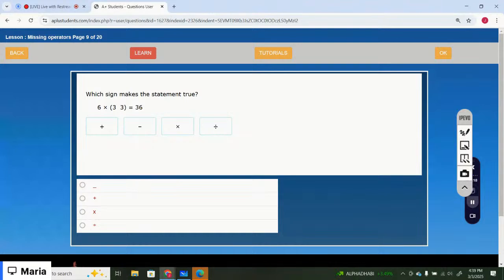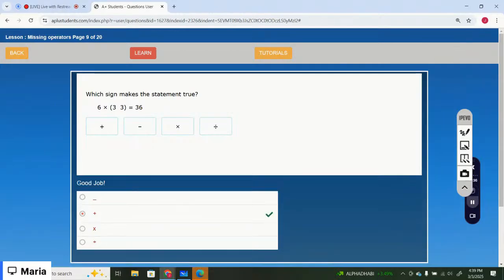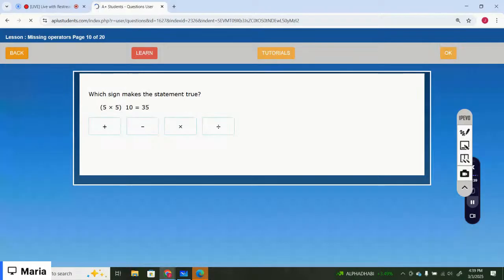Which sign makes the statement true? That is 3 plus 3 is 6, and 6 times 6 makes 36. So the missing sign is you have to add them. Okay, you can complete the lesson by yourself later today.